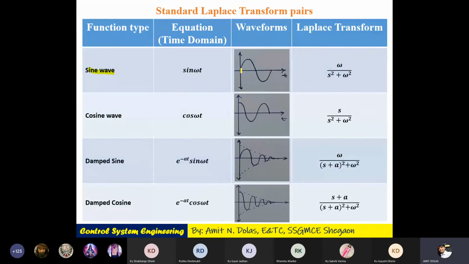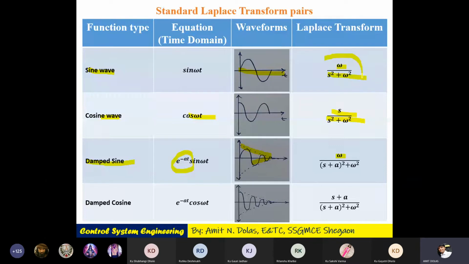For sinusoidal, this is the sine waveform. It is omega upon s square plus omega square. For cosine, it is s upon s square plus omega square. You have to directly use this function. Damped sine, you can see the sine wave is damped. Damped sine means we have already taken an example: exponential term into sinusoidal wave, that is the underdamped sine wave. So e raised to power minus at into sine wave, you can see here it is omega.